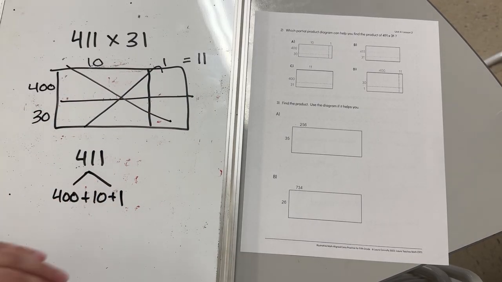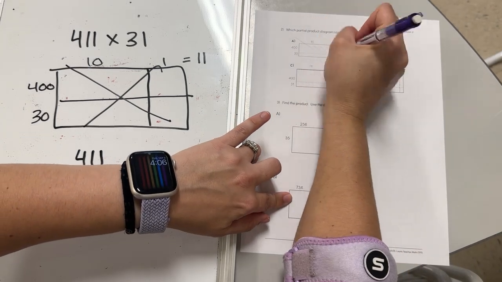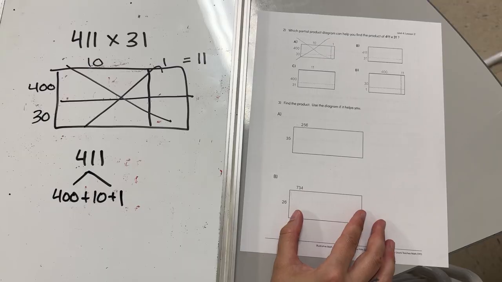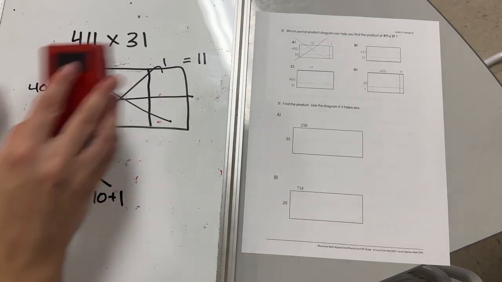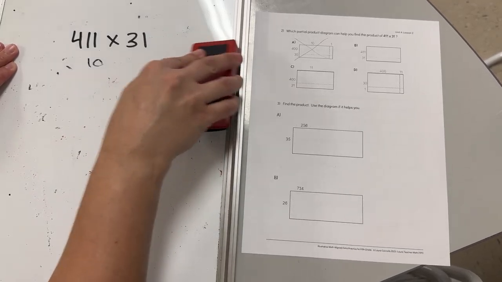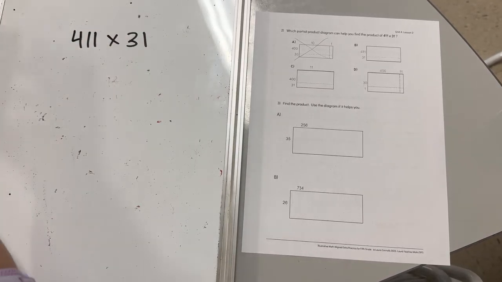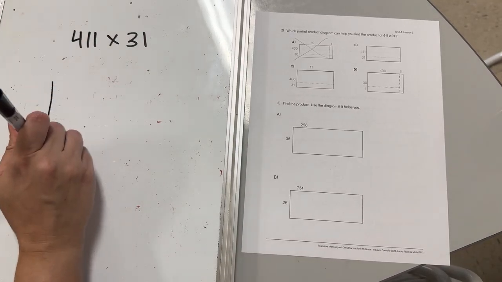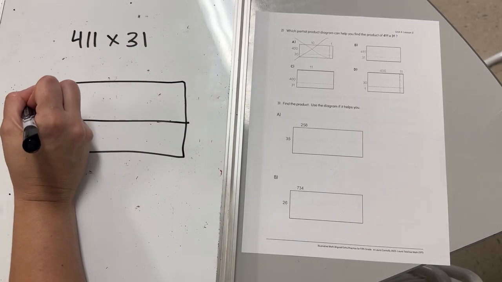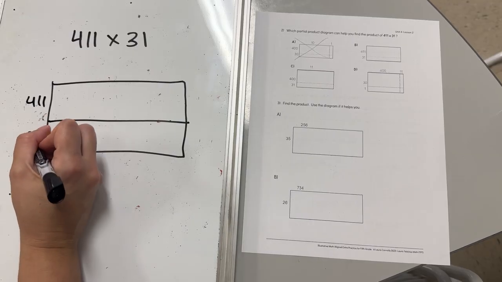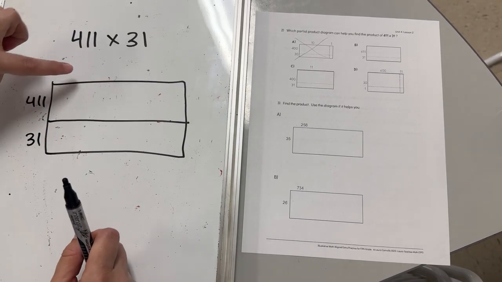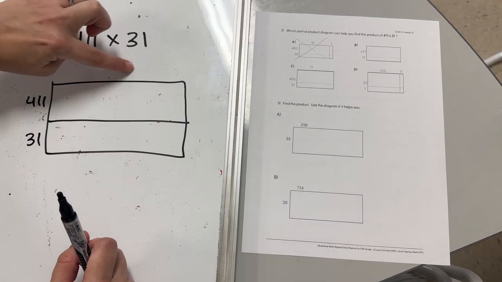I'm going to go over to A, and I'm just going to cross it out because that will not find the product of 411 times 31. Now I'm going to look at the next area model. The next area model is split just right down the side, and we have 411 and we have 31. But notice when I do that, there's nothing on the top.